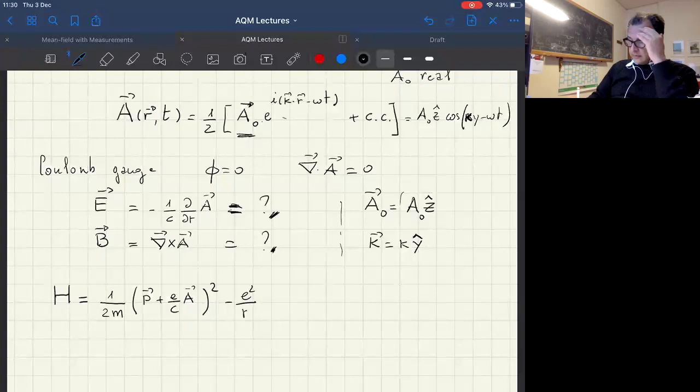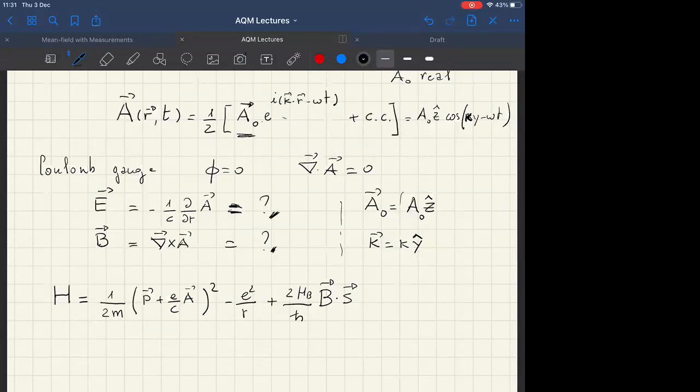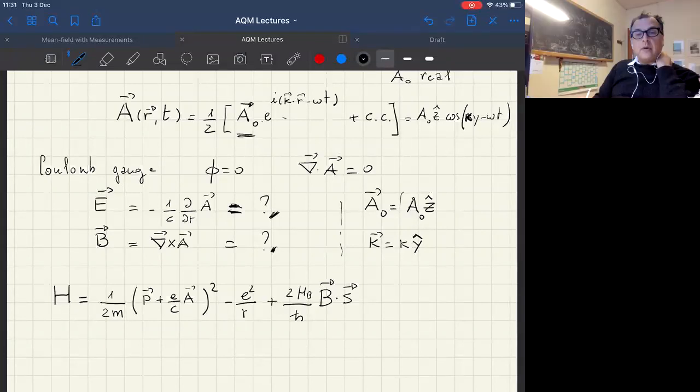Is it okay? I just write it so that you have the Bohr magneton over h bar. Today I just put h bar. So then I have B dot S. This is the Zeeman splitting. Okay, very good.